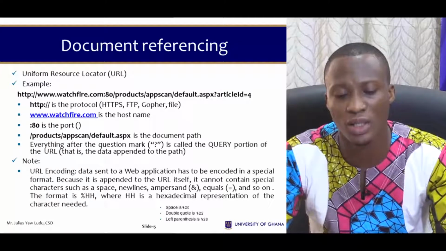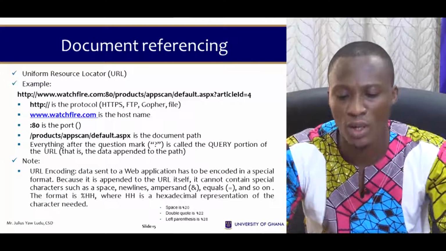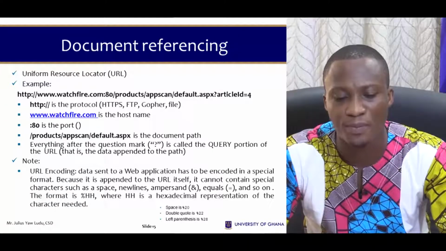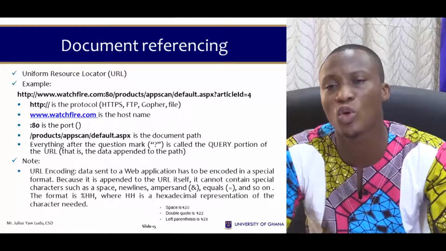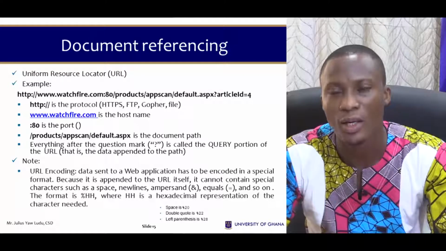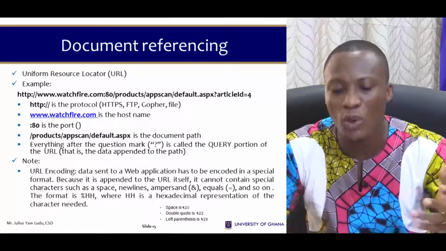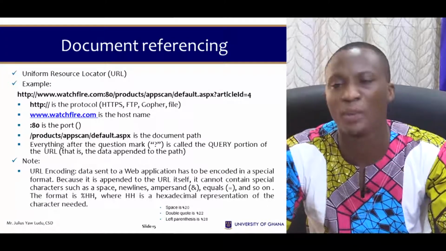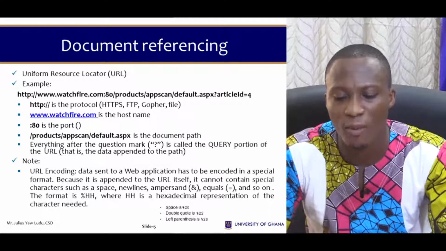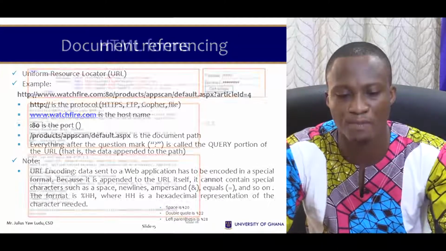And this is what is used. Once it's clicked on, it takes you to your application. Now you should note that in this URL, we need to do what is called URL encoding, so that data sent to a web application can be encoded in a special format, okay? And typically we use the percentage sign in this format. So percentage sign followed by a hexadecimal representation.